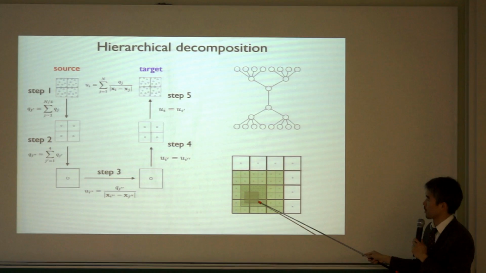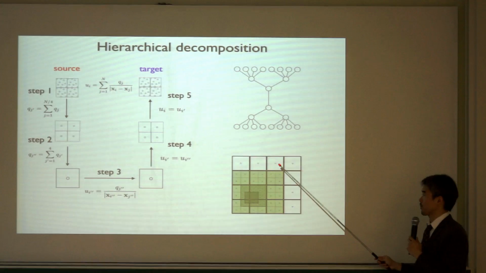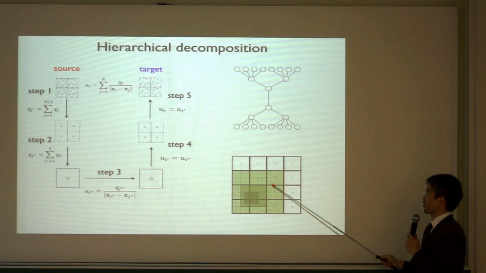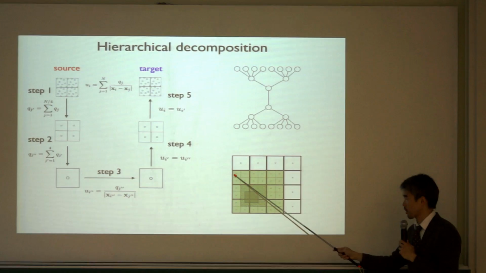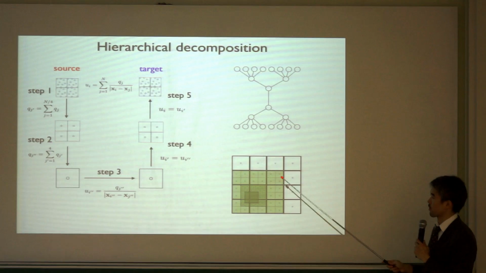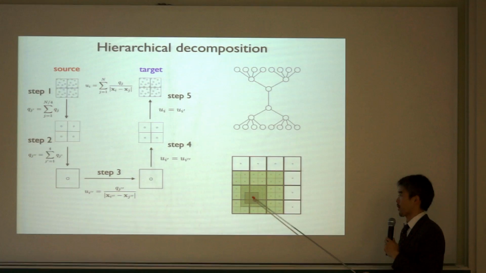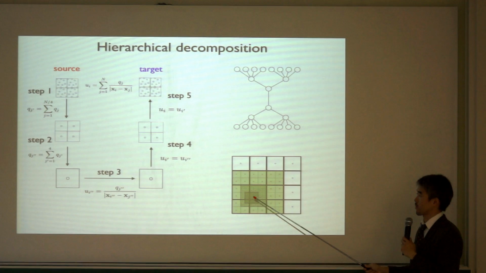At each level, think of how many points you're interacting with. It's a constant. At this level, it's also a constant. It doesn't depend on n. It's an order one number of points. And here, again, it's an order one number of points that you're interacting with. So it's always order one points that you're interacting with for each node in the tree. How many nodes in the tree do you have? You have order n nodes.